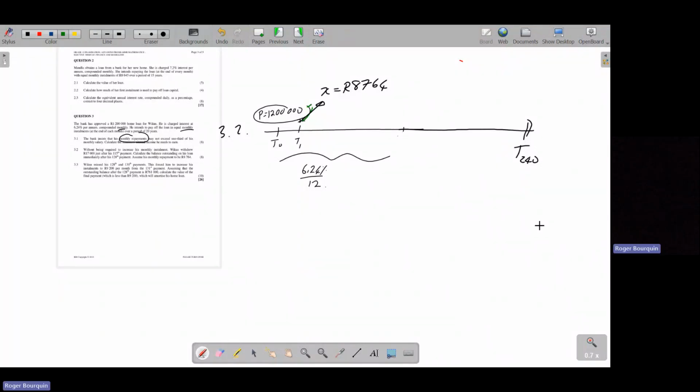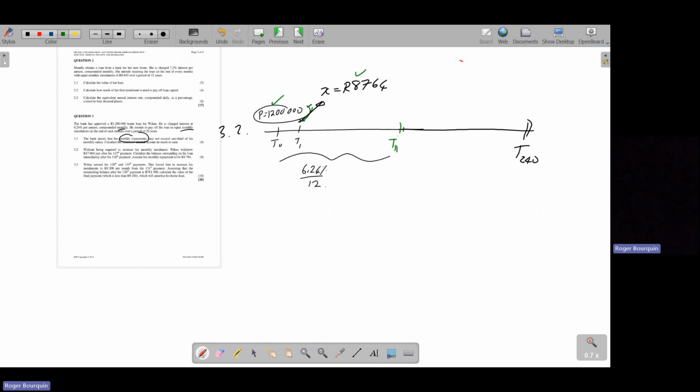Right, let's have a look at question 3.2. We worked, it says, without being required to, so we got the guy, remember he borrowed 1,200,000 rand. They say in this question, we must assume, in case you got it wrong from 3.1, which had a decimal, that's what we often do. Assume your repayments are 8,764. But now it says, Alvicus at T115, just after his 115th payment.